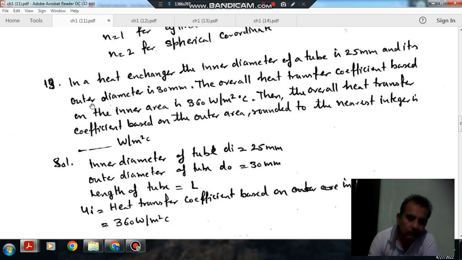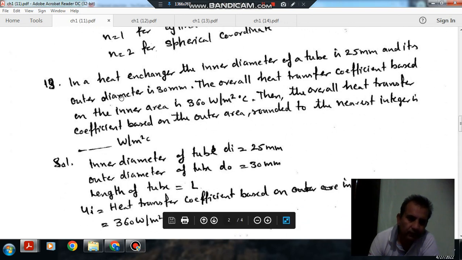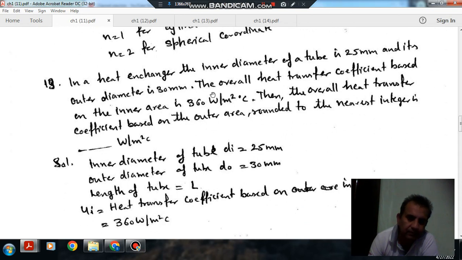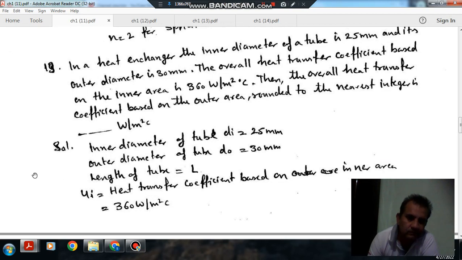Next, in a heat exchanger, the inner diameter of a tube is 25 mm and its outer diameter is 30 mm. The overall heat transfer coefficient based on inner area is 360 watt per meter square per degree Celsius. Then the overall heat transfer coefficient based on the outer area, rounded to the nearest integer, is dash watt per meter square.